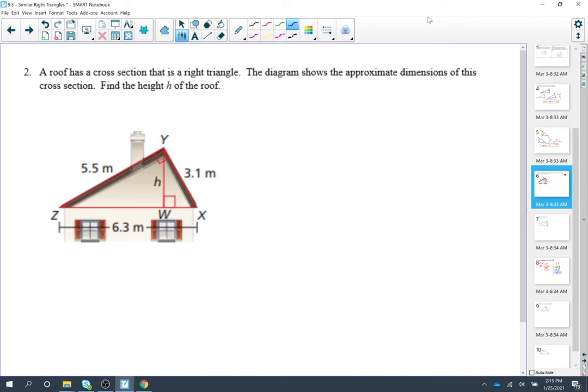Example 2. A roof has a cross-section that is a right triangle. The diagram shows the approximate dimensions of this cross-section. Find the height h of the roof.